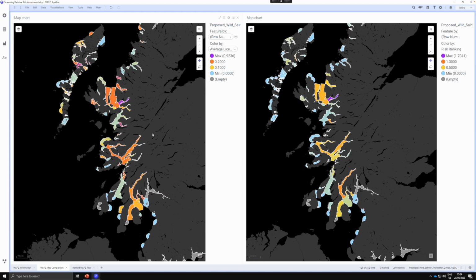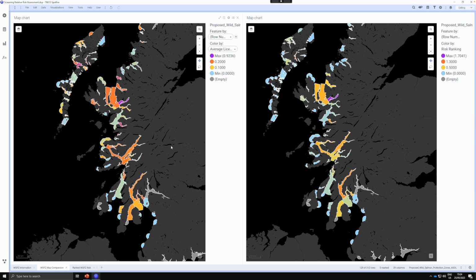On the left in this map, we have a coloured water body system showing different concentrations of lice per metre squared in various areas. The lighter and bluer, the lower the concentration, moving to a more intense colour scheme as the concentrations increase. But that doesn't give us a full picture of risk.